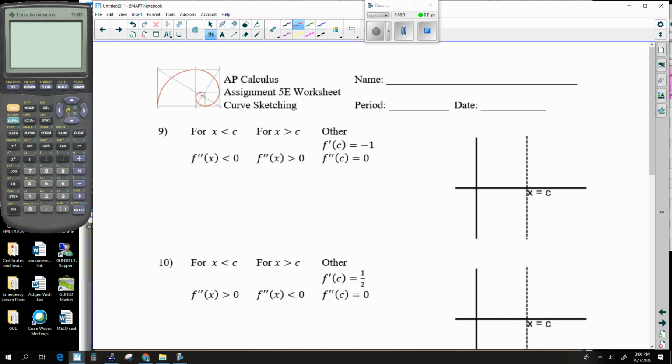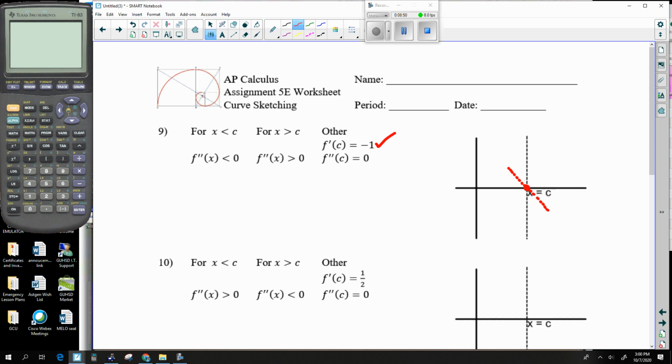Okay, here we have a derivative. So let's start with the derivative that we can see. We see that there's a derivative at c that is equal to -1. So that means there's a slope of a tangent line equal to -1. It's going to mimic that somehow.